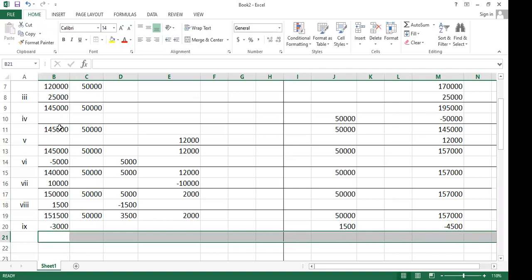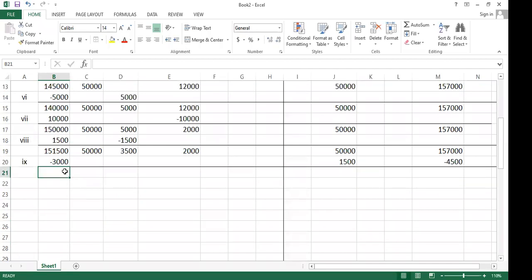Total of the balance after the last transaction: 148,500 on cash and 50,000 land and 3,500 furniture. Account receivable 2,000. 51,500 accounts payable. And owner's equity is 152,500.